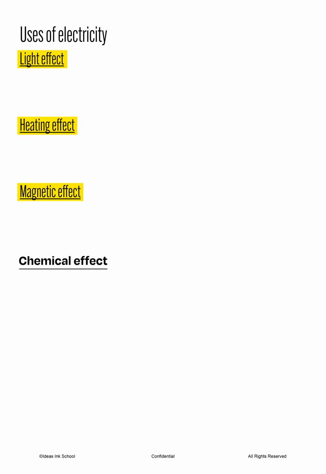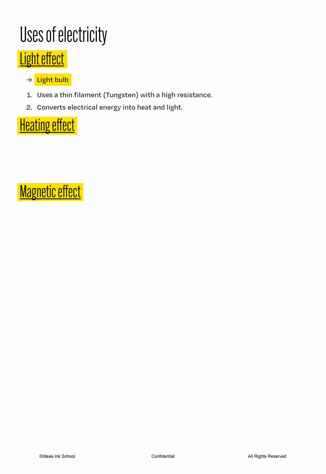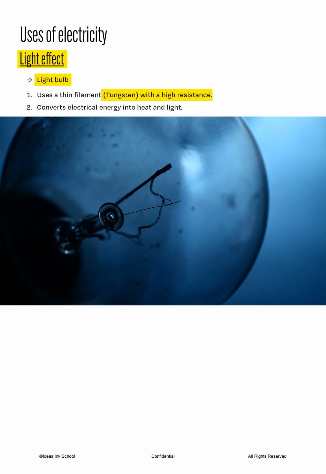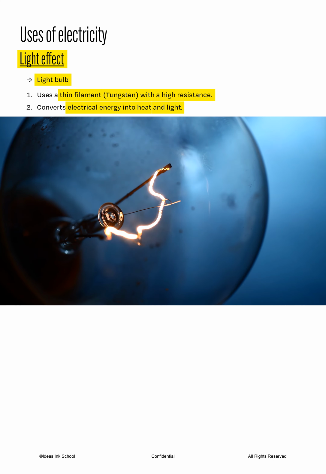The lighting effect occurs when electrical energy is converted to light. This can happen in a tungsten light bulb. Tungsten is a metal with a very high resistance. As a result, when a current passes through the thin filament, electrical energy will be converted to heat. This heat causes the tungsten to glow, thus releasing light energy.